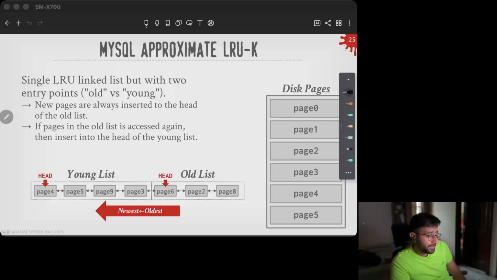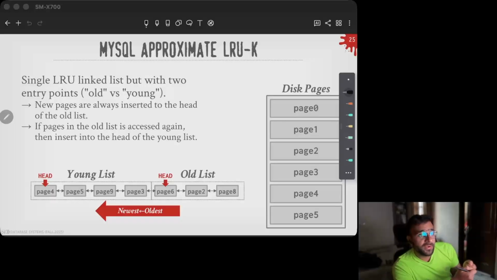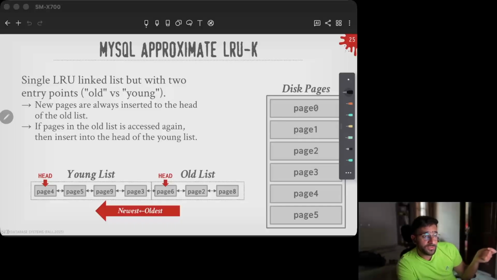So that was LRU-K. Now we'll jump to approximate LRU-K. What it does is it divides the same list you had in LRU into two parts. One is the old part and one is the young part. And when you have to evict, you take the last element of the old part. So the old list is at the end, and you maintain the young list at the start.